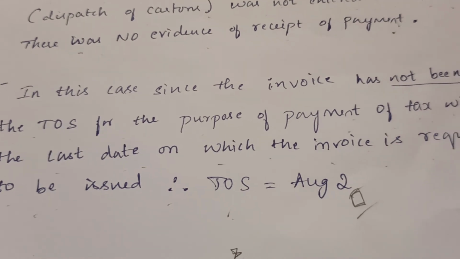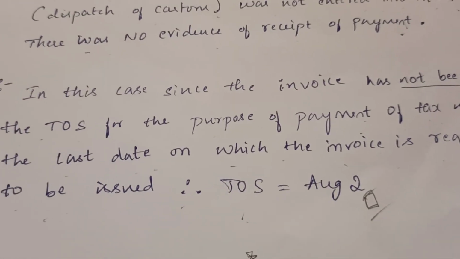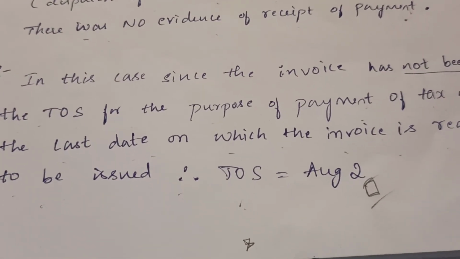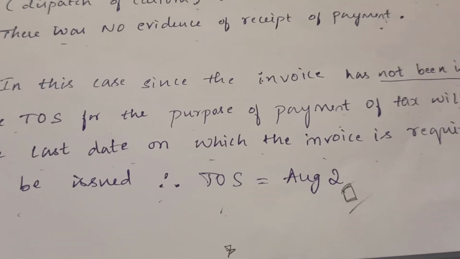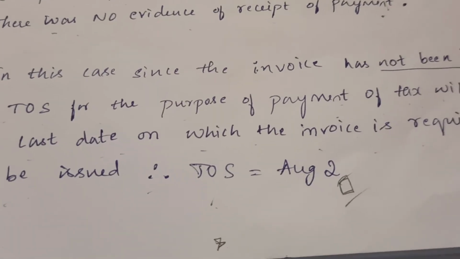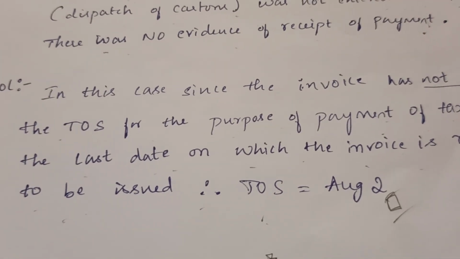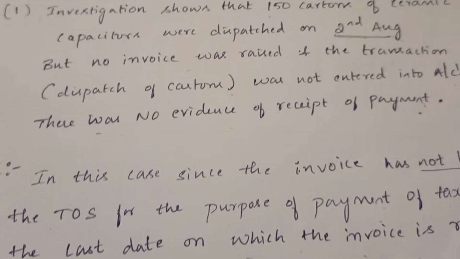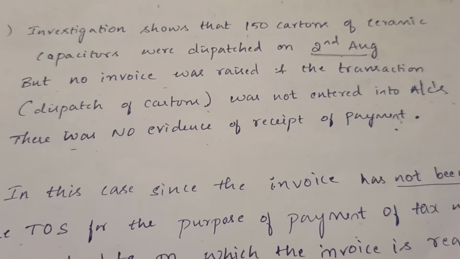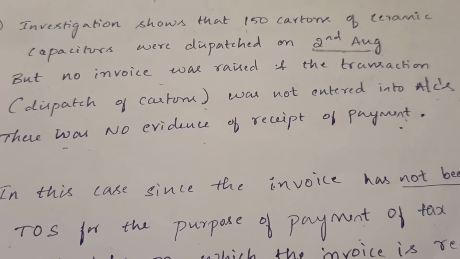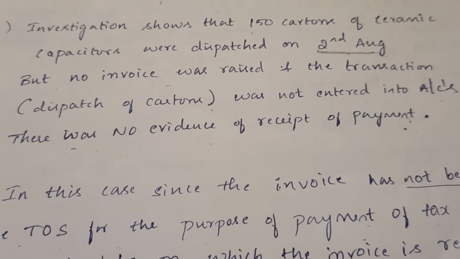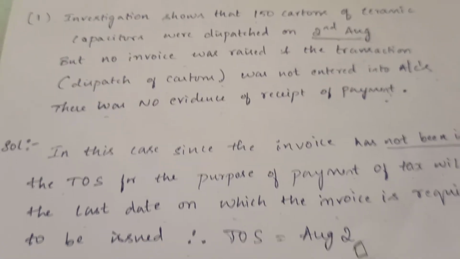since the invoice has not been issued, the time of supply for the purpose of payment of tax will be the last date on which the invoice is required to be issued. Therefore, the time of supply is August 2, where there is no invoice raised, since the goods were dispatched on 2nd August. So, 2nd August will be the time of supply.